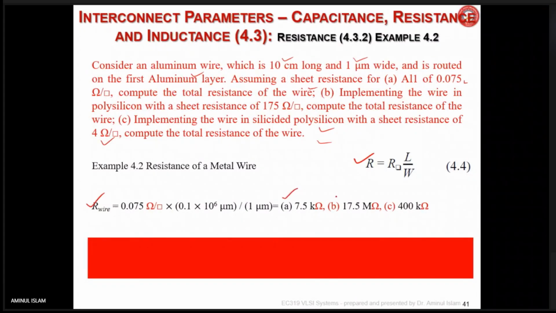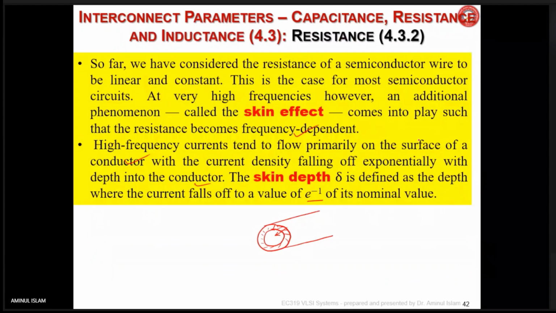Okay, A, B, and C. You try solving this question. Very simple. Putting the values: R square is given here, different values of R square, L and W are given. You find out the resistances.